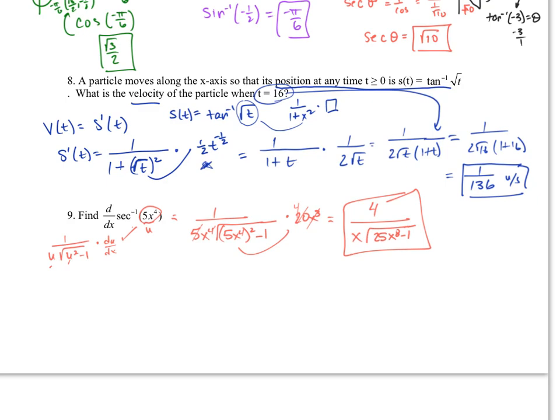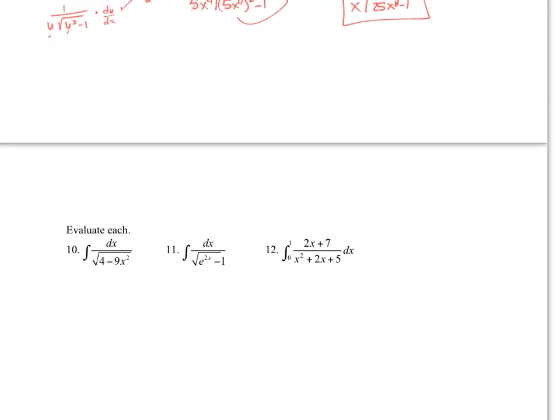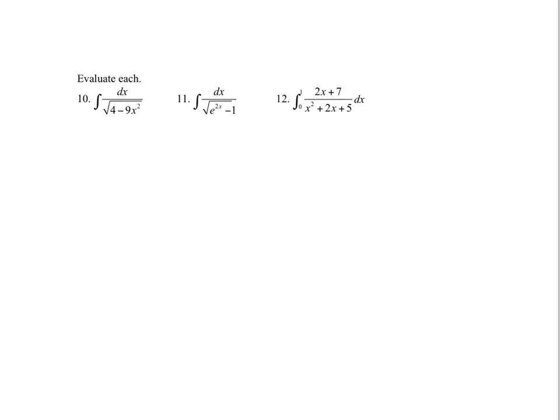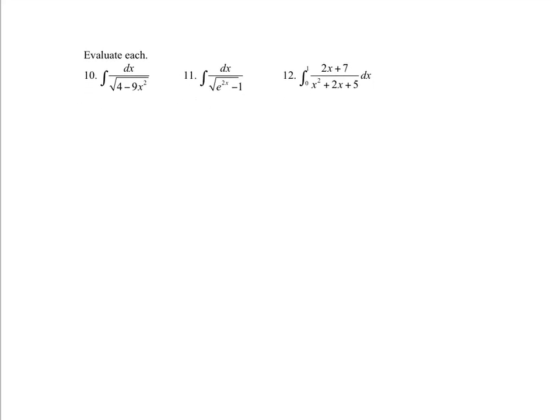All right, let's move on and see what else we got. We have even more examples, and now we're going to get into some of the integrals. These are a little bit more difficult, so pay attention to how these are done, and hopefully we can get these practiced.